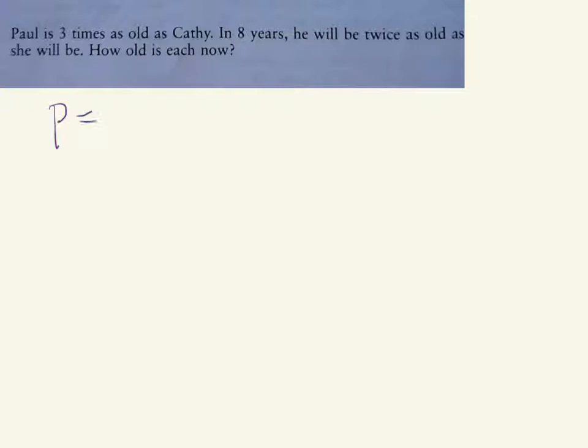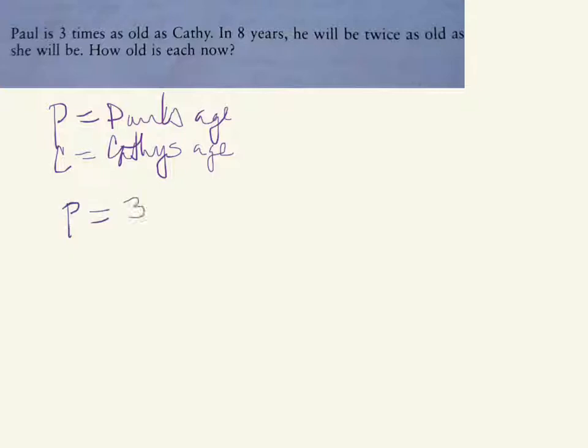So we've got to say, hey, P is Paul's age, and let's say C equals Kathy's age. Okay, so Paul is 3 times as old as Kathy. That's pretty easy. P equals 3C. Paul's age is Kathy's age times 3. In 8 years, he is Paul's age now plus 8. Will be, that's an equal sign. It's the future tense of is.